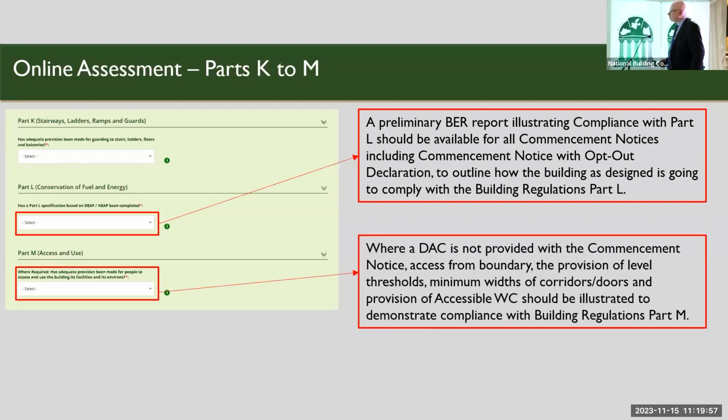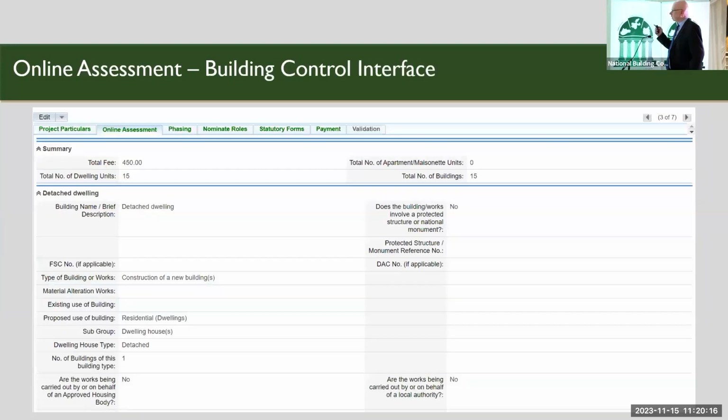So DAC, well, it's not provided, but it's in the commencement notice. The drawings should illustrate the access from the boundary, the provision of level thresholds, the minimum widths of corridors and doors, and the provision of an accessible WC to illustrate how they are complying with the building regulations Part M. So that was the public interface.